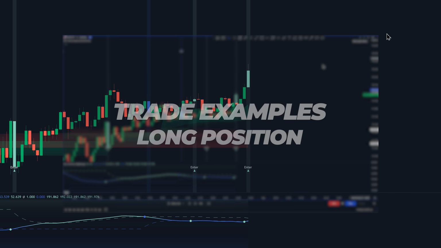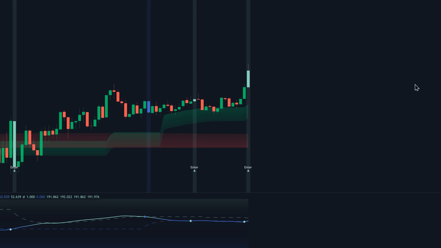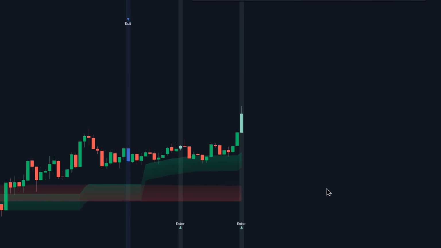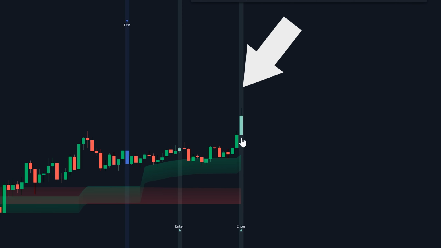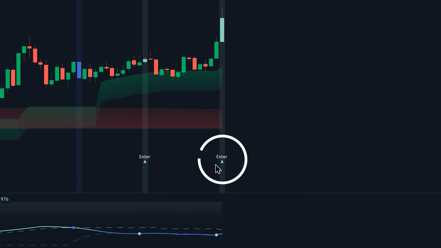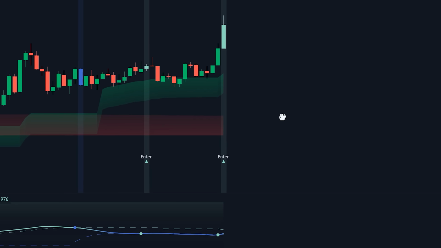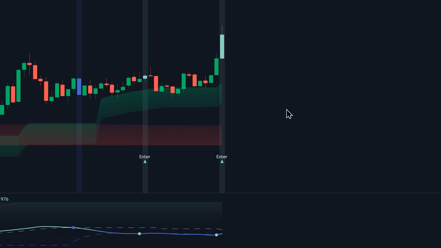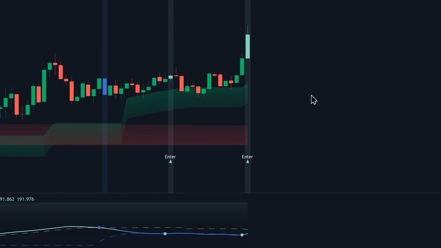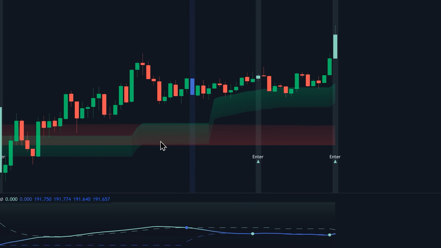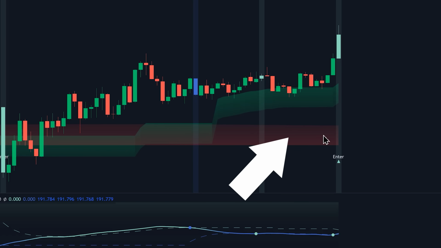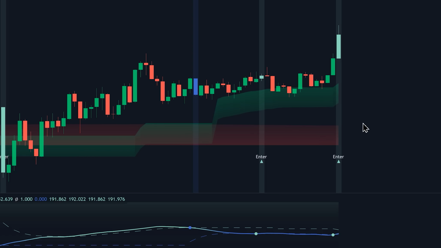Now, for a long position, the first condition is we basically want the DSL oscillator to print a long signal. This is going to be indicated by a teal vertical bar with a label that says enter. This, ladies and gentlemen, is a long signal. Now, once we have the long signal, we want to ensure that it was printed within a bullish trend. To confirm that, you just want to make sure that the green band of the DSL trend indicator is above the red band. This would indicate that the trend is bullish.